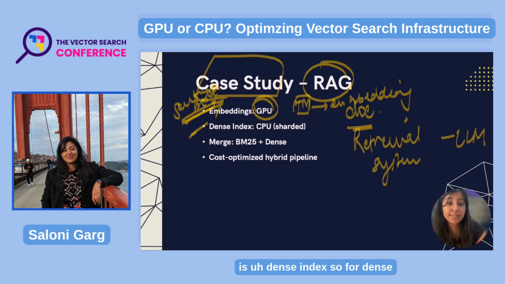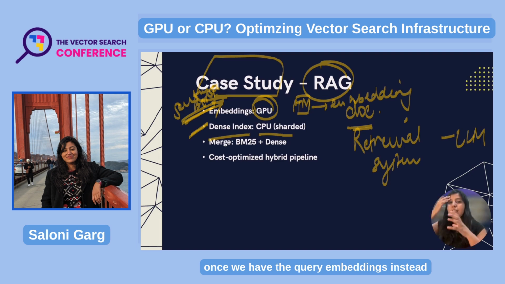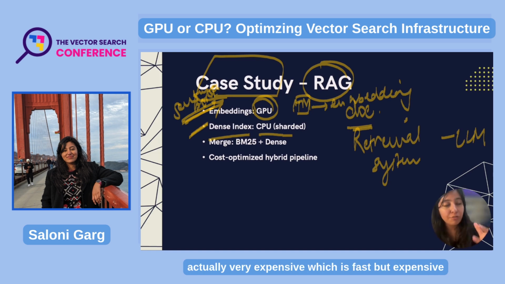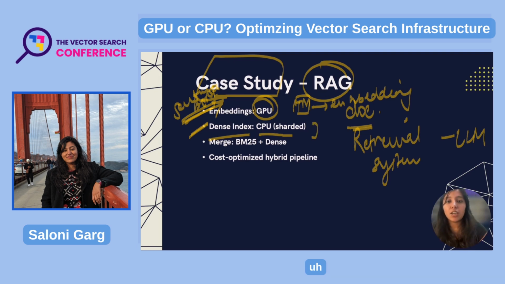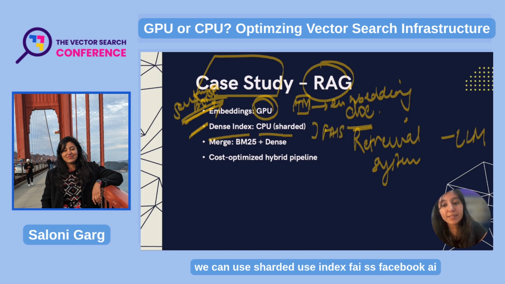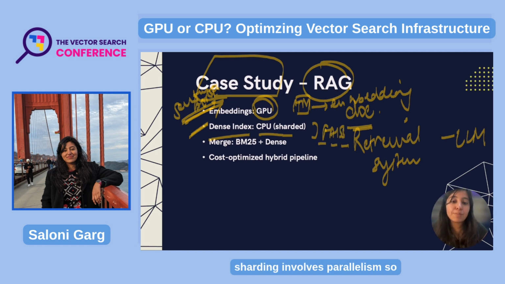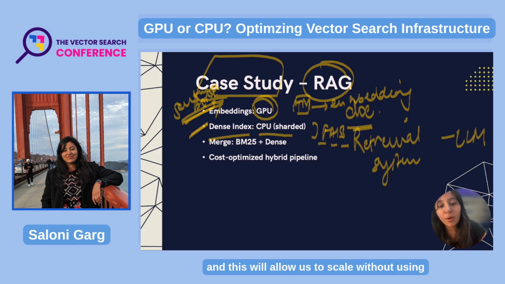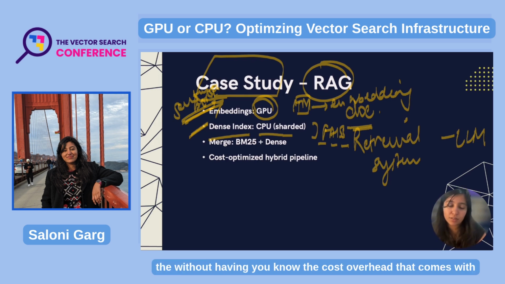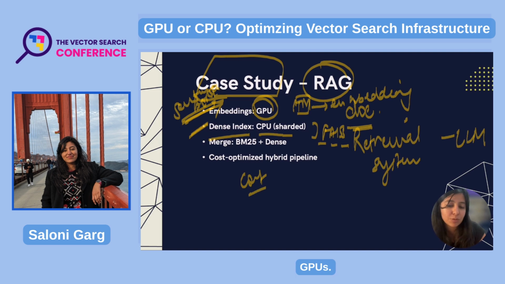Next is dense index. For dense index, we're going to use CPU in a sharded fashion. Once we have the query embeddings, instead of searching on a GPU-based index, which is fast but expensive, we're going to offload this whole piece onto a CPU. We can use sharded FAISS, Facebook AI Similarity Search, across multiple CPU instances. Sharding involves parallelism, so this is going to improve our memory efficiency, and this will allow us to scale without the cost overhead that comes with GPUs.